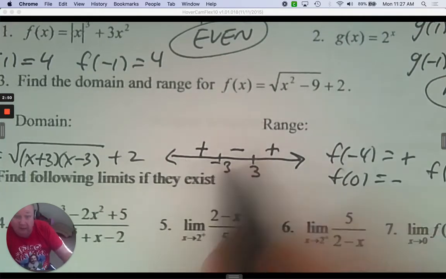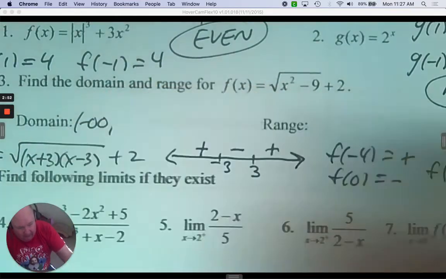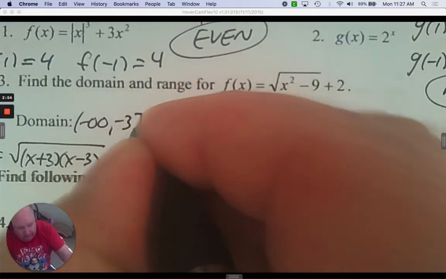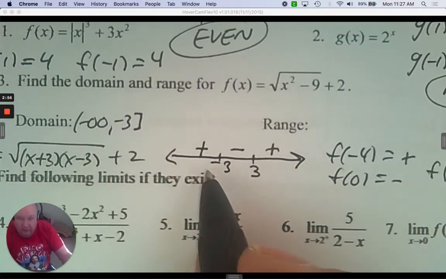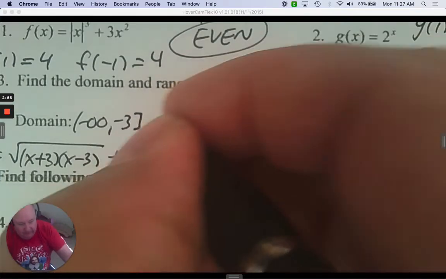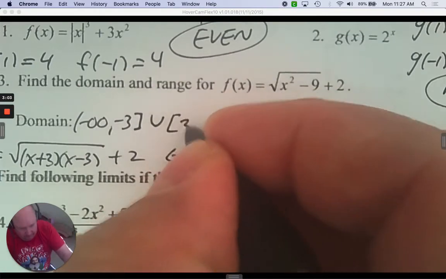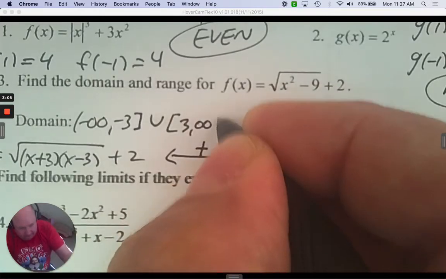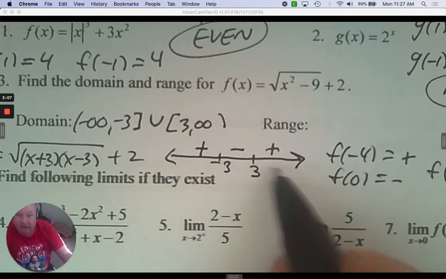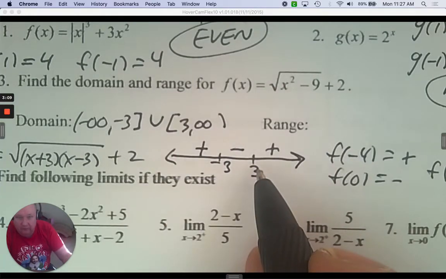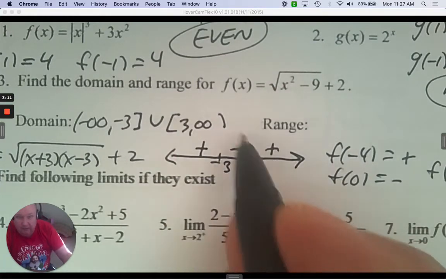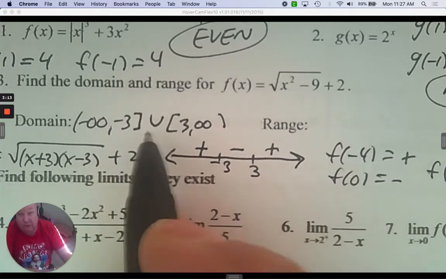So the domain exists from -infinity up to -3. And -3 is included because you can take the square root of 0. Also, the next interval goes from 3 to infinity. And again, 3 exists because at 0 it exists. Between -3 and +3, it's imaginary, and there's the restriction.